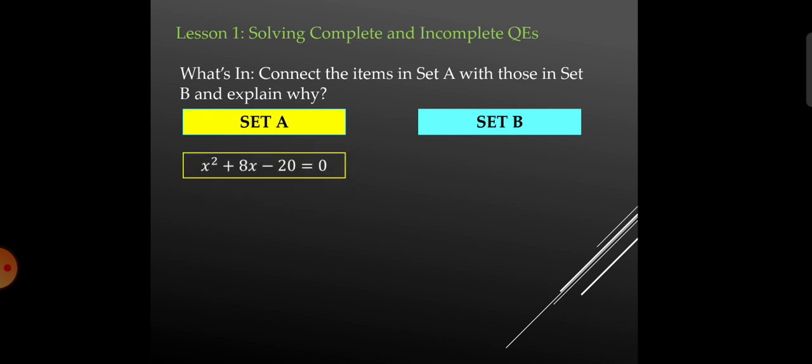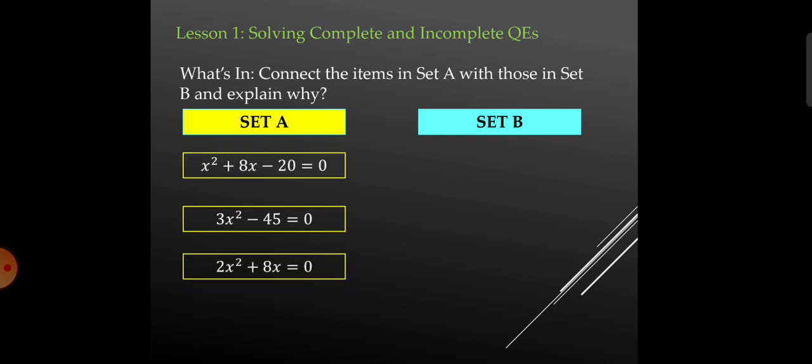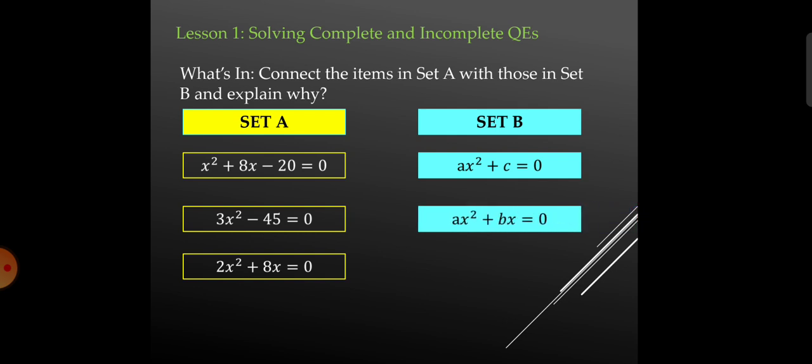The first equation is x squared plus 8x minus 20 equals 0. Second equation, 3x squared minus 45 equals 0. And third equation is 2x squared plus 8x equals 0. Well, these items or expressions or equations are found in set B. So we will connect them. So how are we going to connect the items from set A to set B?